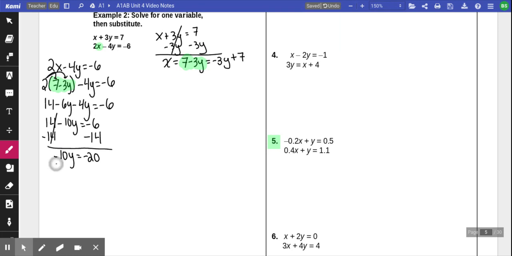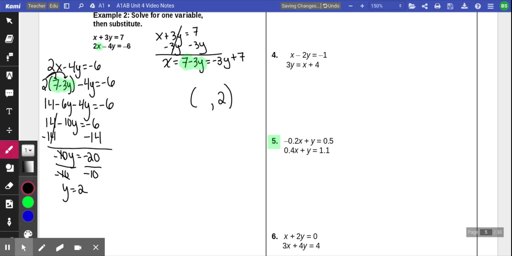We finish this up by dividing by negative 10 to undo our multiplication. So we divide both sides by negative 10, and y is equal to 2. So once again, our answer is going to be a coordinate point. We don't know the x value yet, but our y value is 2.